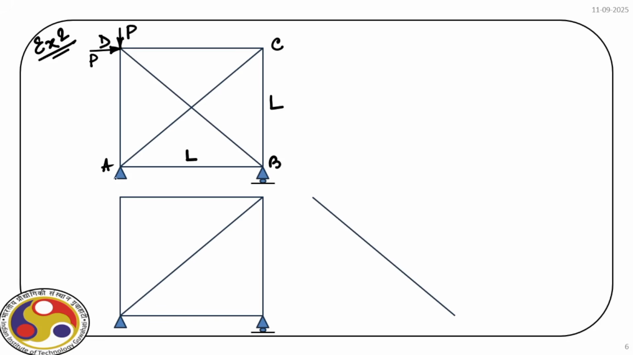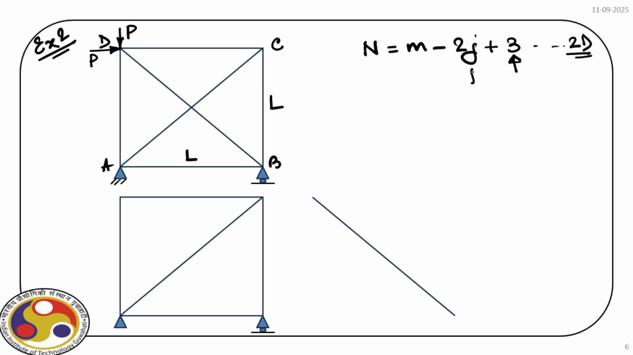Now we have two supports, and for that, if you recall, capital N is equal to M minus 2J plus 3. So this is for 2D problem. This 3 is the number of external equilibrium equations we have for this 2D problem.